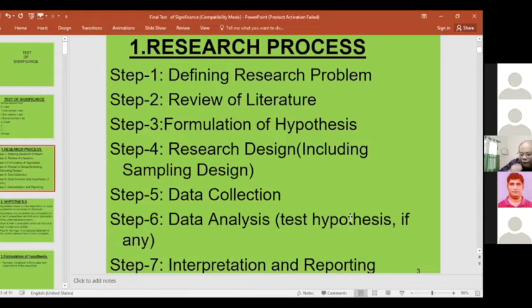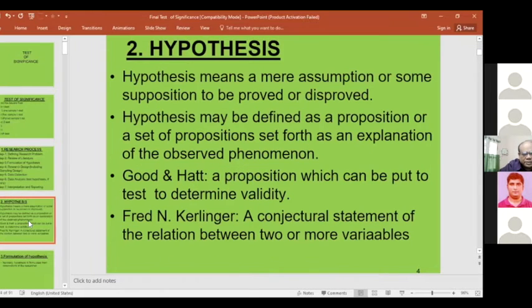Remember it. If your sampling design is not probability sampling, don't think about going for testing of hypothesis. There's no use. If it is non-probability sampling, then your finding will be true only for that sample, and you can't go for generalization. And hypothesis testing is mainly meant for generalization. Clear? So what is hypothesis?